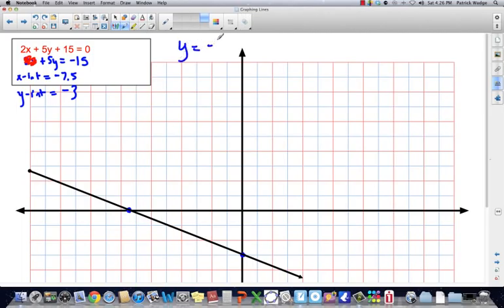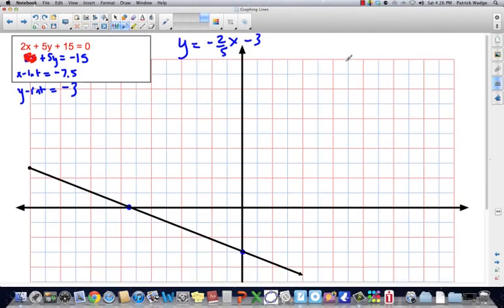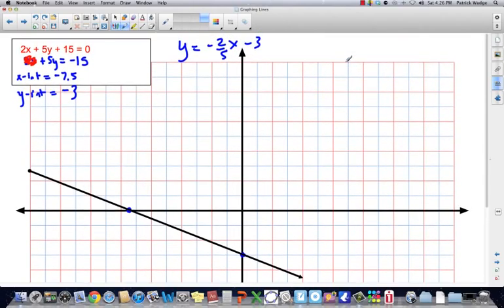Y equals negative 2/5 x minus 3. Let's see if it works, because it should. It better. This is another way we could have done it once we'd switched it. So here is my y-intercept, negative 3. 1, 2, 3. Okay, good. And then my slope is negative 2 over 5.